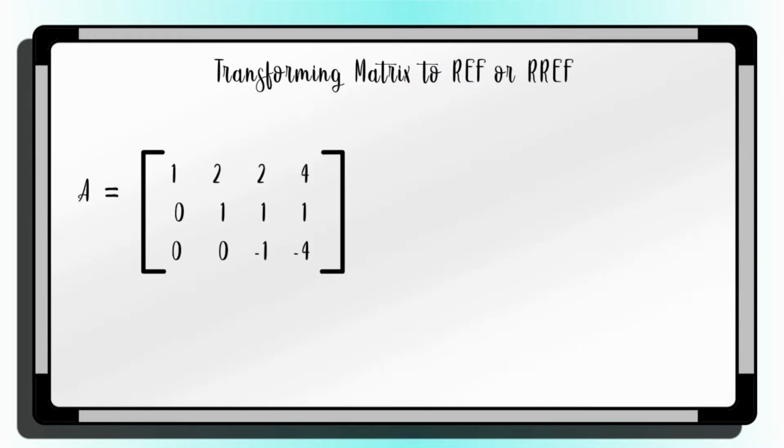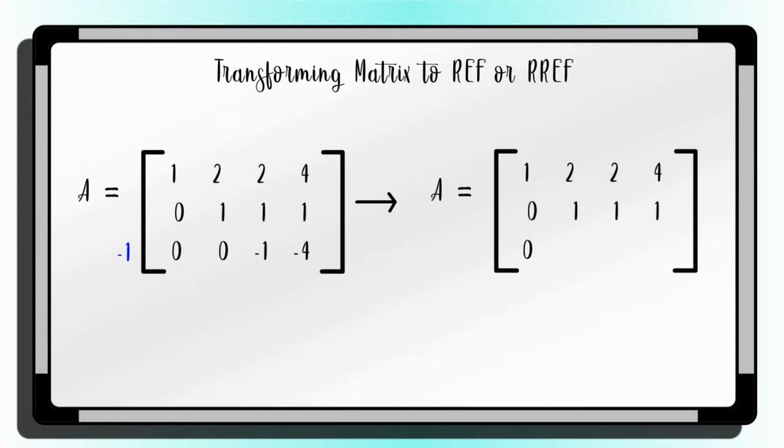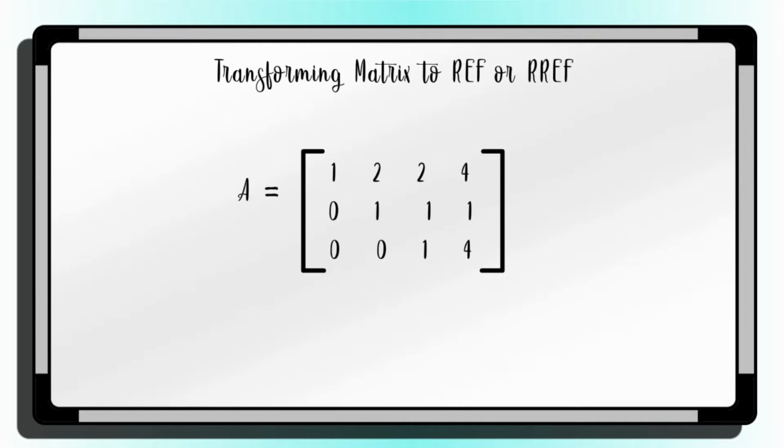We only need one more step to turn the matrix to REF. Now using type 2 operation, multiply R3 by negative 1 to change the first non-zero entry to 1. If you recall what we discussed in the last video tutorial, this form is REF or row echelon form.